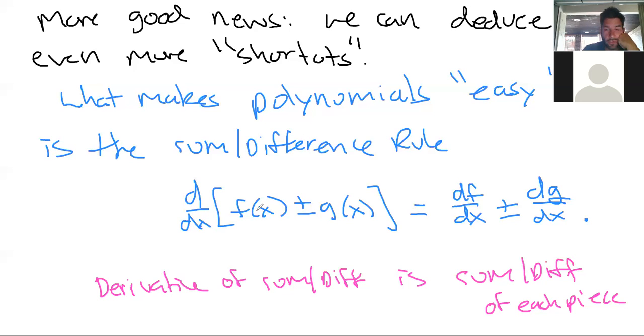And by the way, this is true. You can write all this out, the limit as h goes to 0 and all that. It's true because of the limit laws. It's not hard to deduce this. Well, you can read it in the book if you want. And so the question then becomes, if it works for addition and subtraction, does it work for, say, multiplication?